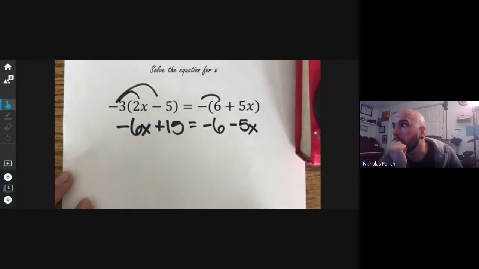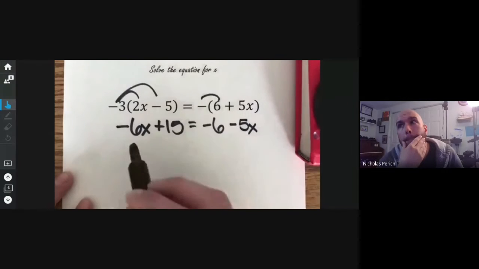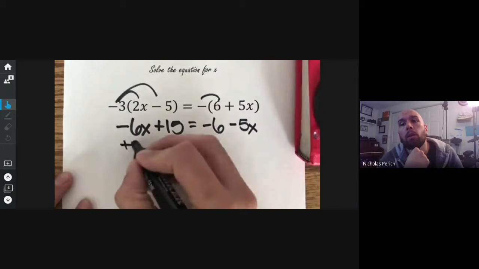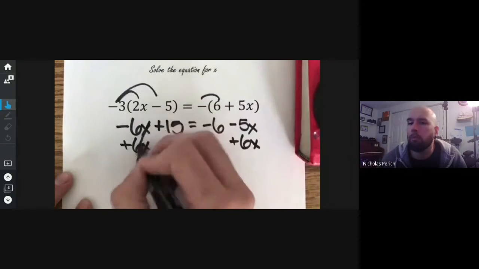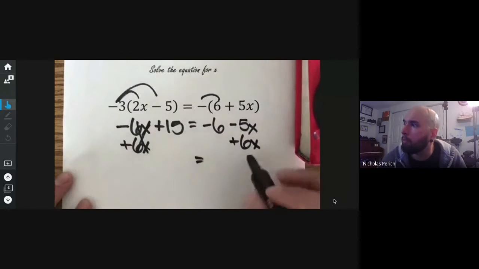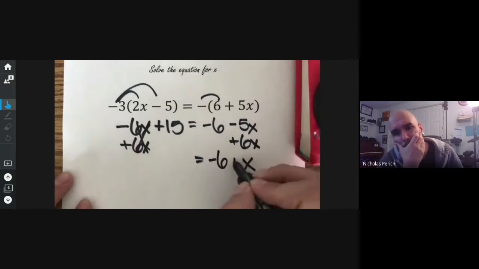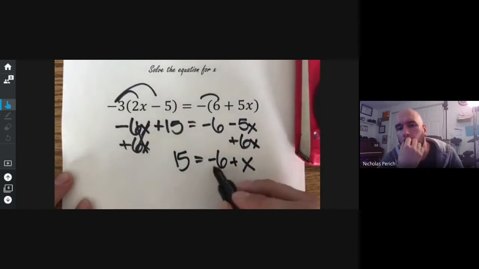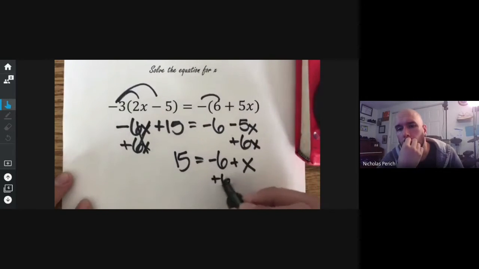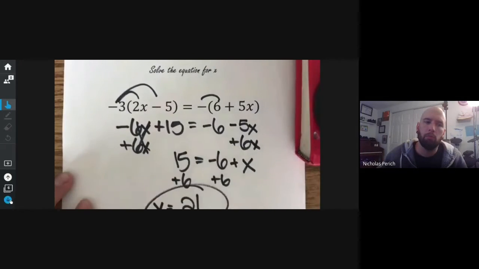Now what we have to do is get rid of one of these x's because there's an x on the left and an x on the right. I'm going to add the 6x from the left because I know by adding a 6x to a -5x right here, I'm going to get just an x. Minus 6 drops down, that's a +x. 15 drops down. In order to get x all by itself, I add 6. 21 equals x, or x equals 21.